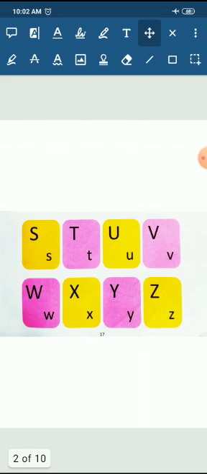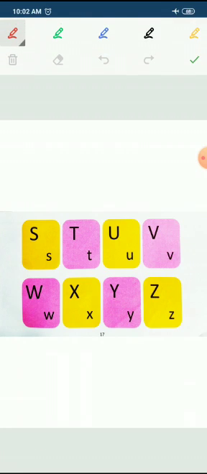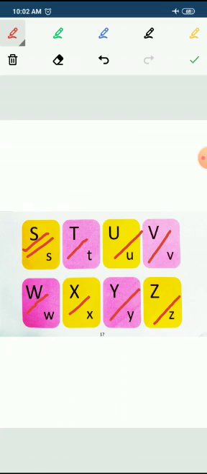Now we will learn from S to Z letters. Look at here. There are S to Z letters. This is S for sun, T for tree, U for umbrella, V for van, W for watch, X for Xmas tree, Y for yo-yo, Z for zebra. Today we will learn about those letters.